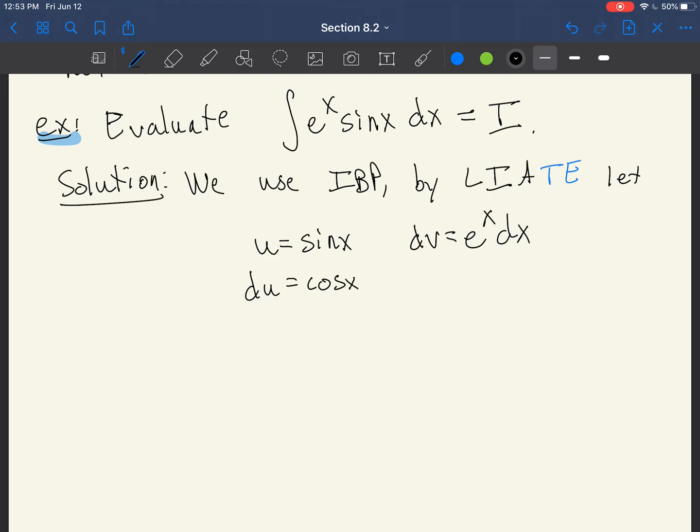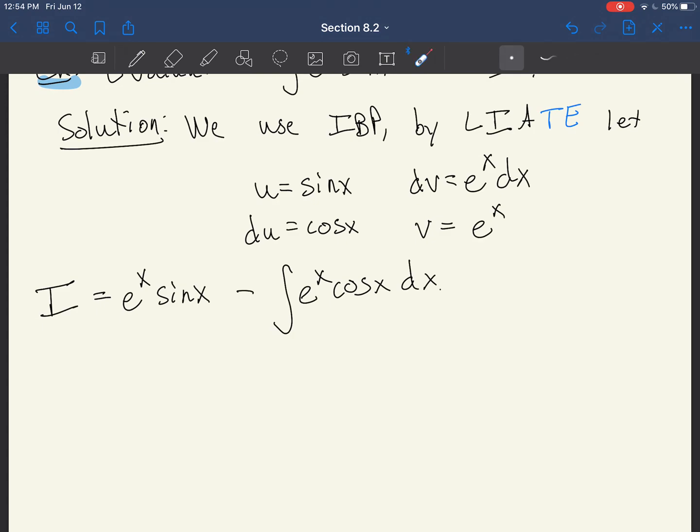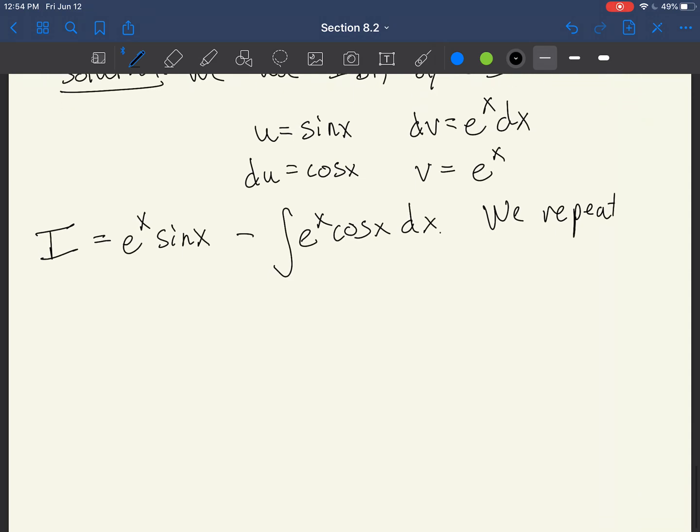Differentiate u, you get cosine x, integrate dv, and you just get e to the x back. Okay, then our integral is uv, e to the x sine x, minus the integral of v du, which is e to the x cosine x dx. Okay, repeat this process because again we have a function here that is a product of two functions, e to the x cosine x. So we repeat.